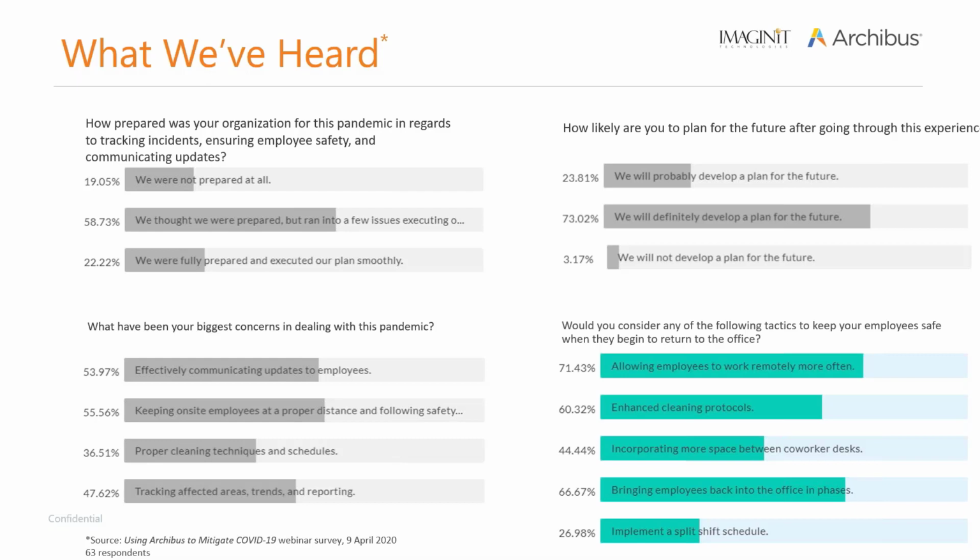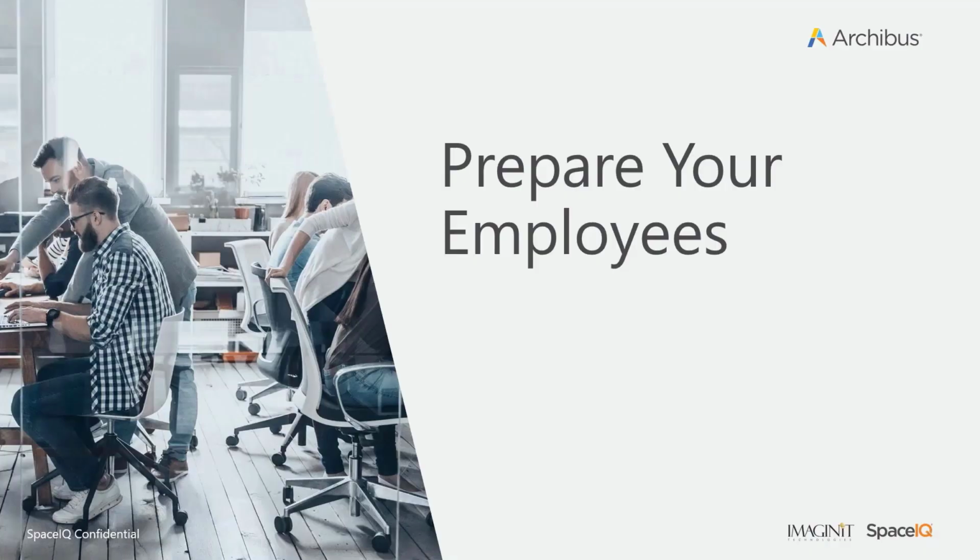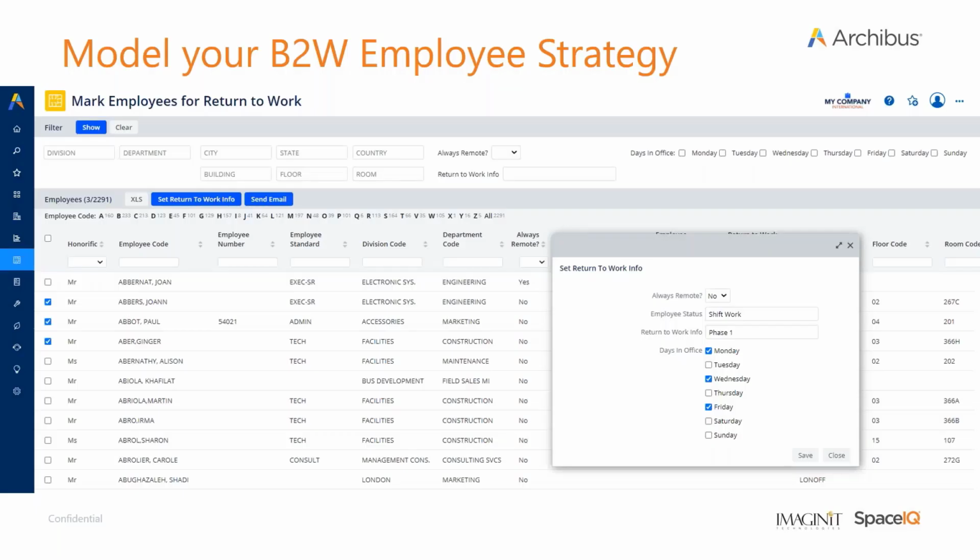Bring employees back in the office in phases. Almost 2/3 said absolutely, that's a good idea. And then implement split shift schedule. Not as many, but still something to think about. So you can see there's quite a lot of strategies out there that people are constantly thinking about. And Archibus can help implement those individually.